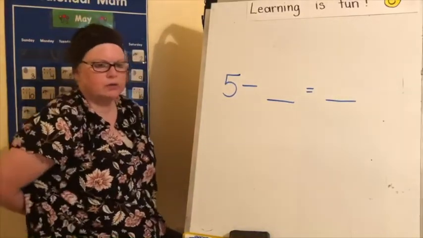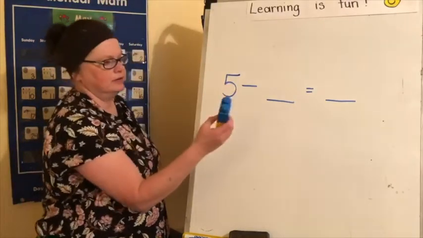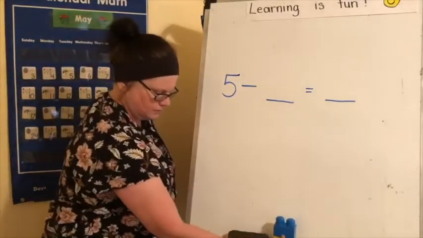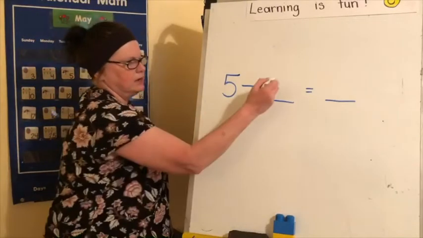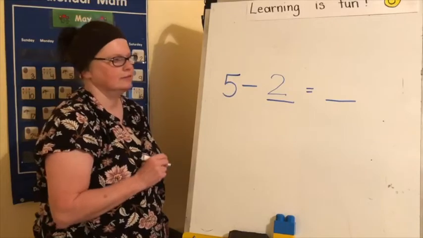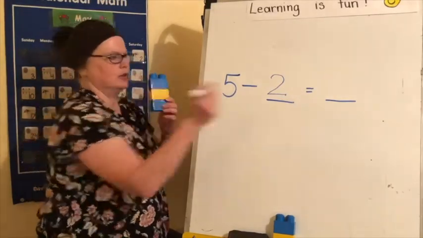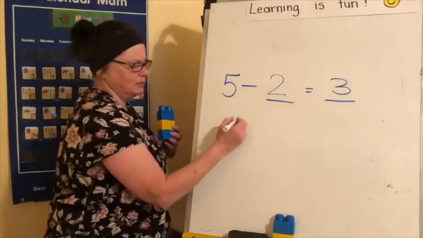All right, here we go. 1, 2, 3, snap. So I broke off 2, minus 2. How many are left behind my back? 5 minus 2 is 1, 2, 3. 3. Good job. Let's try another one.